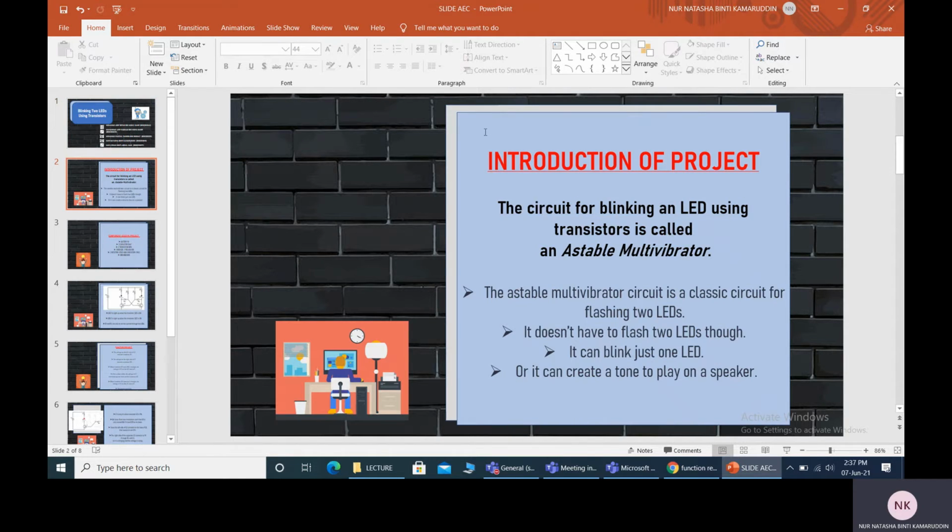Okay, first, the introduction of our project. The circuit for blinking an LED using transistors is called an ASTABLE multivibrator. What is an ASTABLE multivibrator? The ASTABLE multivibrator circuit is a classic circuit for flashing two LEDs. It doesn't have to flash two LEDs though. It can blink just one LED, or it can create a tone to play on a speaker.